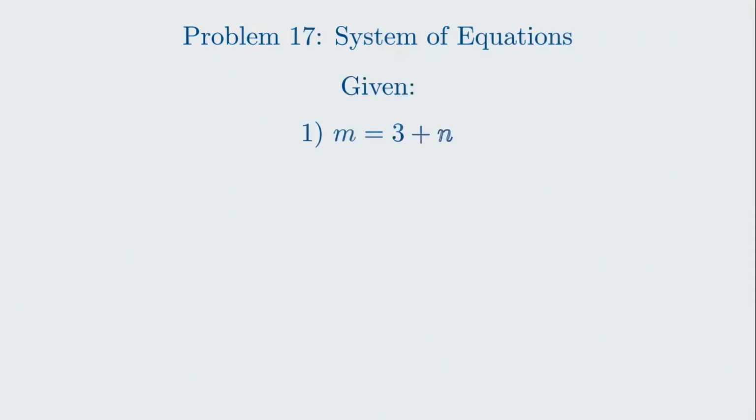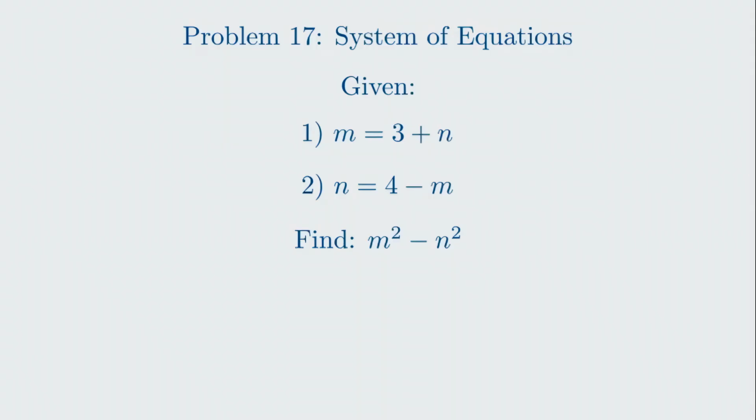Problem 17 is a system of equations, and we need to evaluate an algebraic expression. We are given two equations, m equals 3 plus n, and n equals 4 minus m. We need to find the value of m squared minus n squared. There are two main ways to solve this.